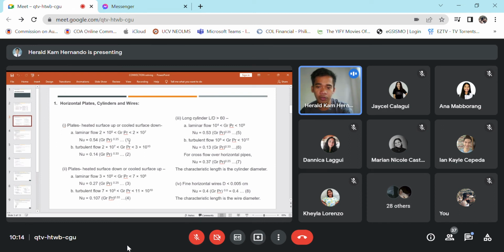Using 0.54 for plates to 0.53 for a long cylinder, the same with turbulent flow, 0.14 into 0.13. But if you are computing for cross flow over horizontal pipes, you have these equations to consider: the Nusselt number is equal to 0.37 times the quantity of Grashof and Prandtl raised to 1/4.